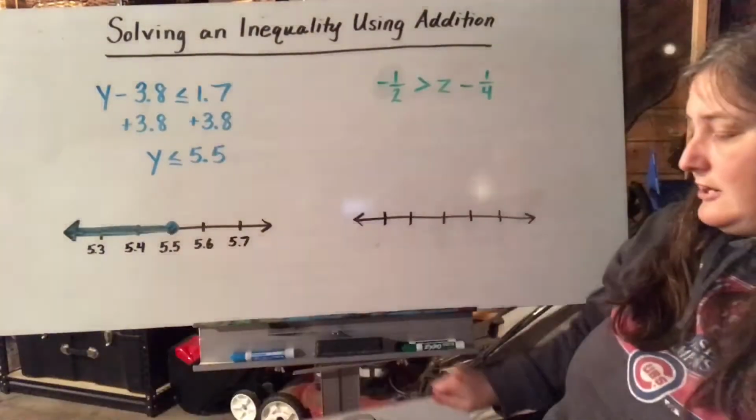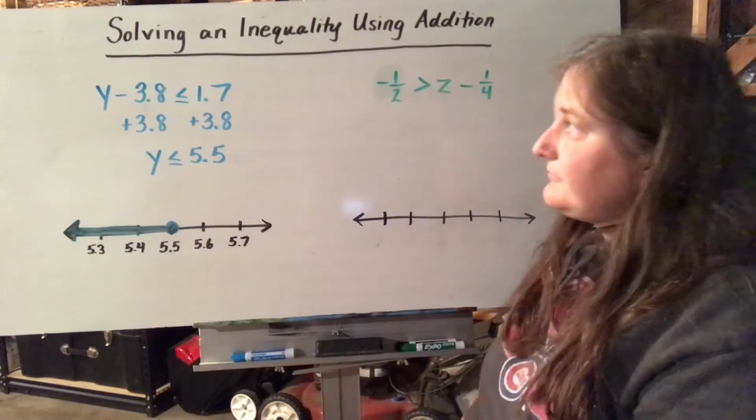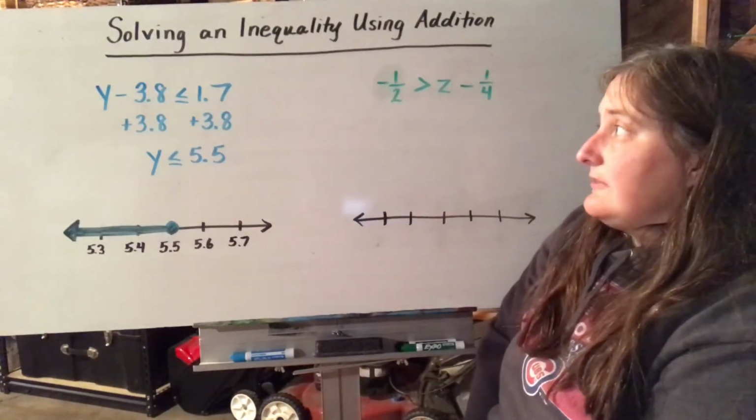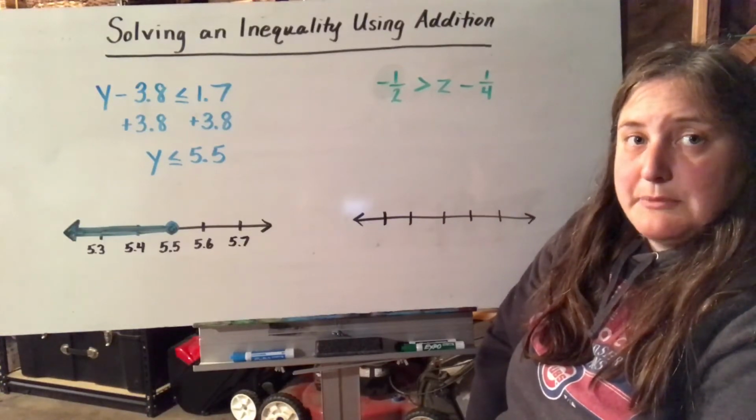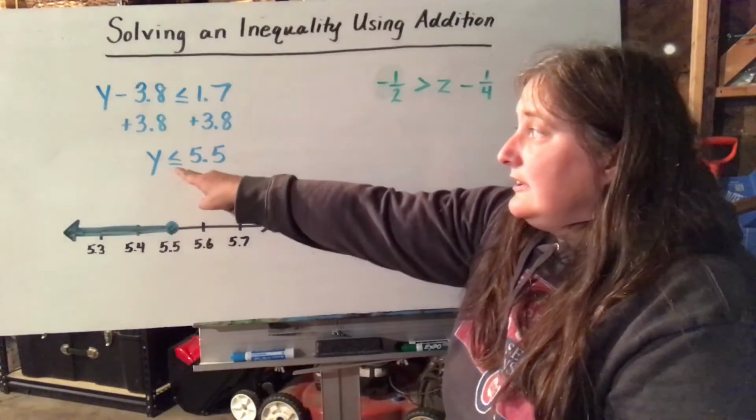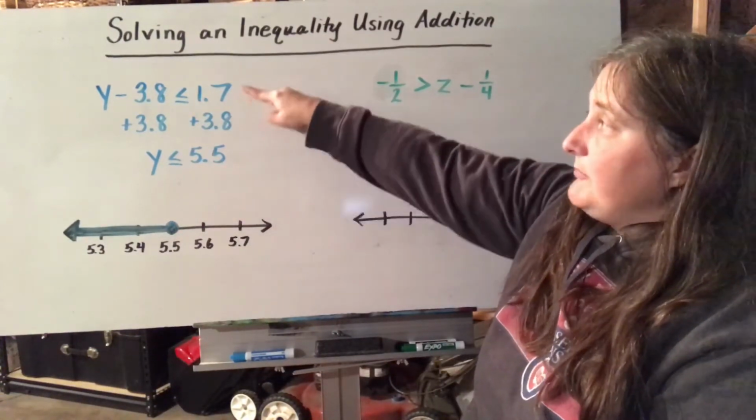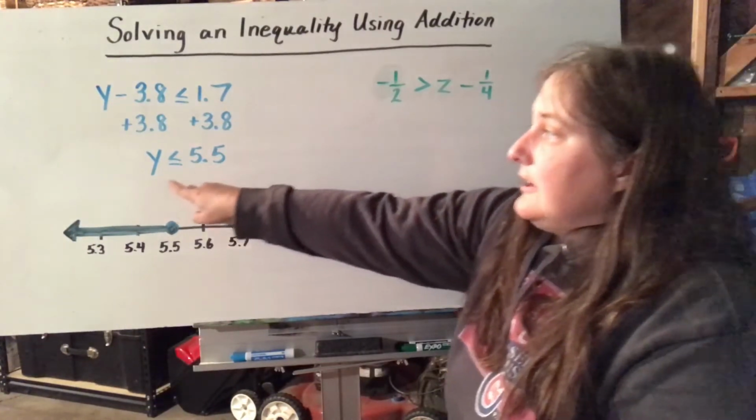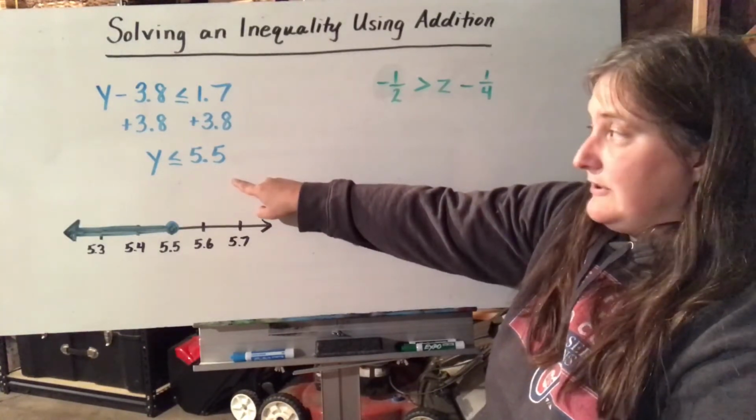So let's solve some inequalities using addition and graph their solution sets. So here I have the inequality y minus 3.8 is less than or equal to 1.7. So to isolate y, I'll add 3.8 to each side, which leaves me with y by itself is less than or equal to 5.5. This value came from taking my 1.7 and adding the 3.8. So now I know that my solution set is y can be anything less than or equal to 5.5.